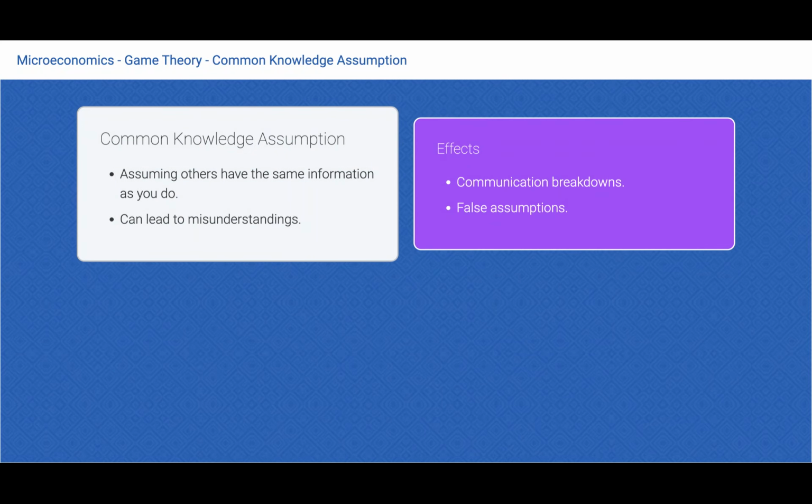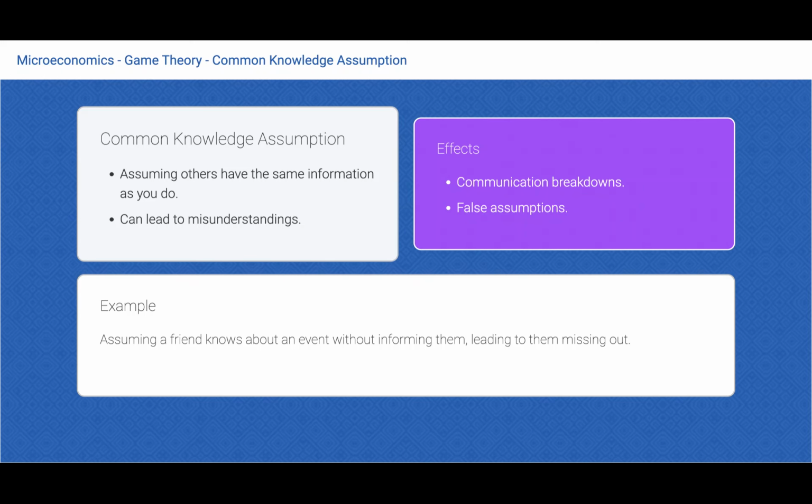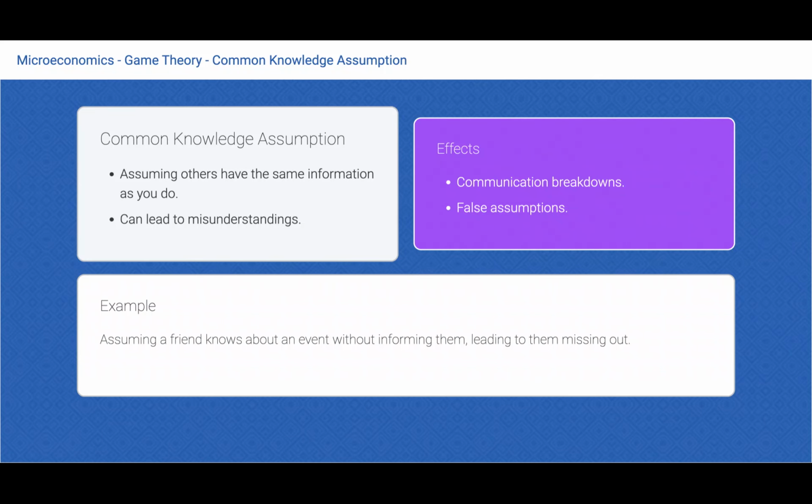Common knowledge assumption is the tendency to believe that others have the same information as you do. This assumption can often lead to misunderstandings and communication breakdowns. For example, assuming someone knows about an event without informing them can result in them missing out. It is important to be mindful of this assumption in order to avoid false assumptions and ensure effective communication.